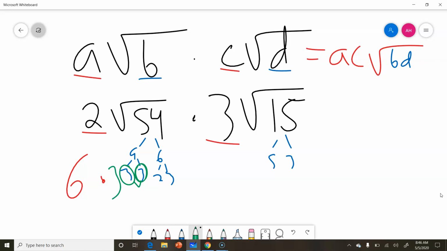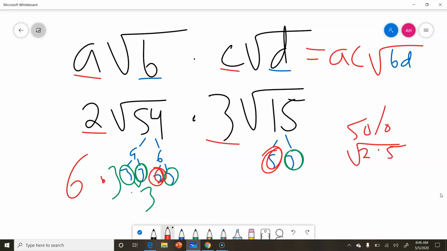Because that's 3 squared. Then I have 3 and 3, so I'm going to have a times another set of 3. And what do I have by myself? This red 2 and this red 5. So inside, solo is 2 and 5, so that's going to be in the square root.